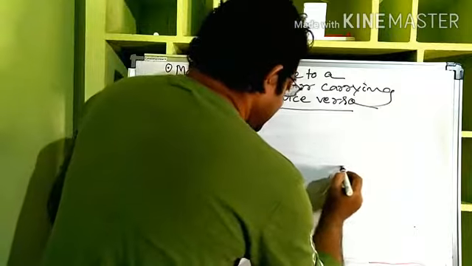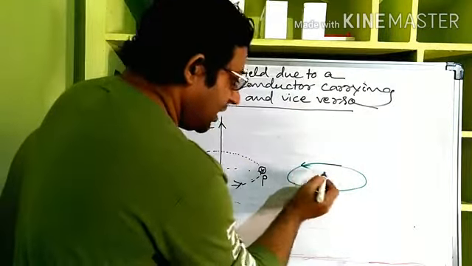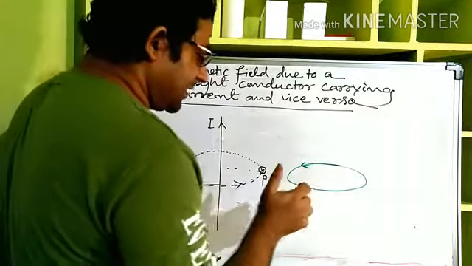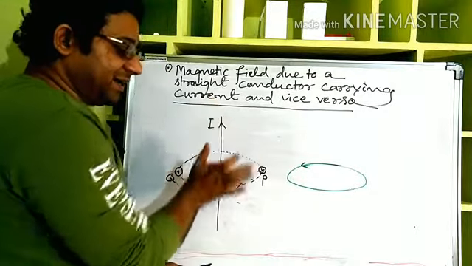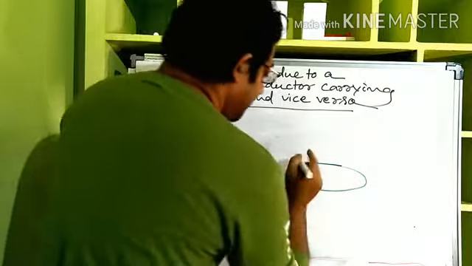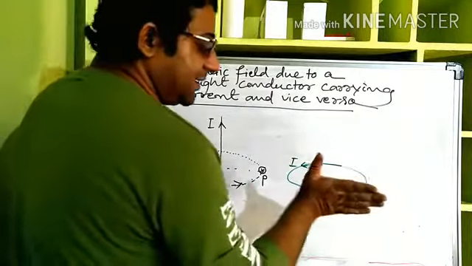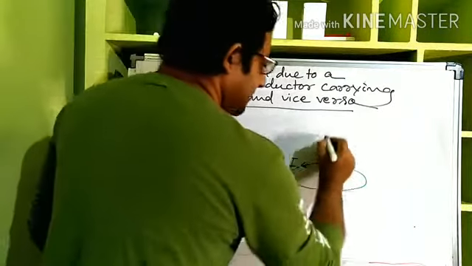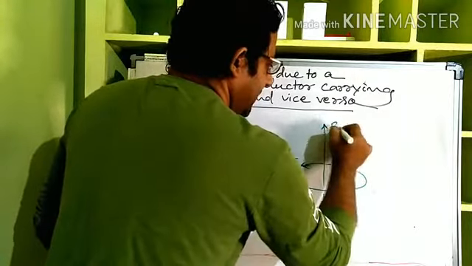if the current is in a coil, what will be the direction of the magnetic field? See, use the same fingers, it's the vice versa. If the thumb is the electric current, the curling of the fingers shows the magnetic field. If the current is in the form of a coil, then if the curling fingers show the current, the thumb shows the direction of the magnetic field. This is the direction of the magnetic field.